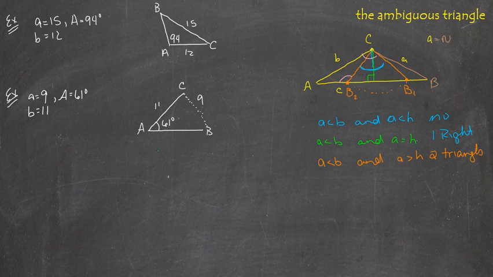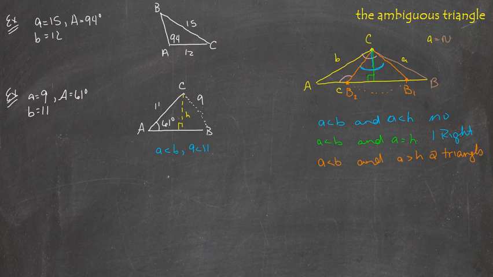A is less than B, because 9 is less than 11. So now I just need to know, is A less than H, in which case I have no triangle? Is A equal to H, in which case I have one triangle, a right triangle? Or is A greater than H? And the only way to do that is to determine what H must be. So this would be H. And H is automatically a right triangle because that's the one I'm looking for.